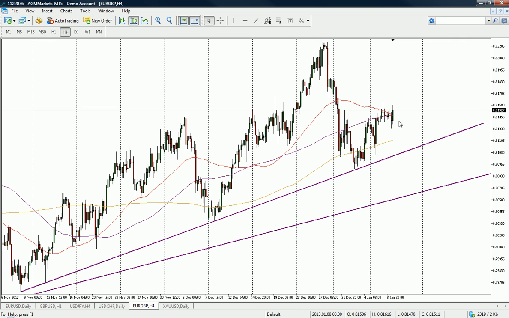You can see it's getting a little bit sticky at the minute around the 55 and 100 bar moving averages on this 4 hour chart. It could continue to rip to the upside, or it could be due a nice retracement as well.